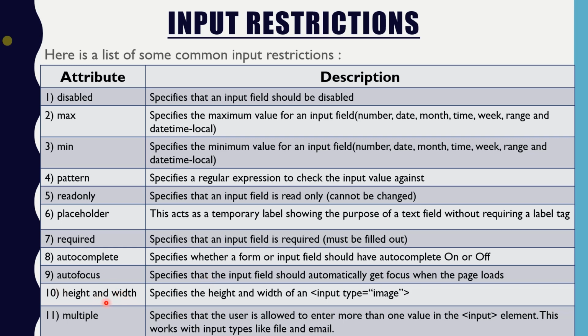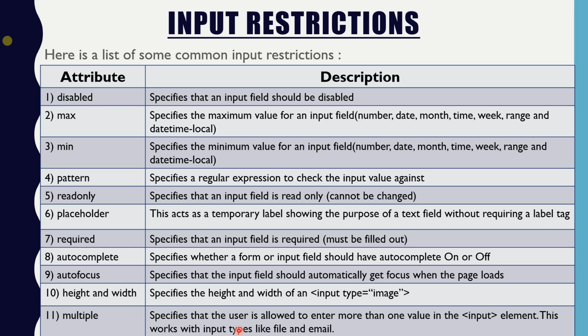Next one, height and width. It specifies the height and width of an image. So suppose you want to increase or decrease the height and width of the image, then you can do that with the help of the height and width attributes. Next one, lastly we can say multiple. Multiple specifies that the user is allowed to enter more than one value in the input element. This works with input types like file and email. So what is this? Suppose the user wants to enter more than one file.